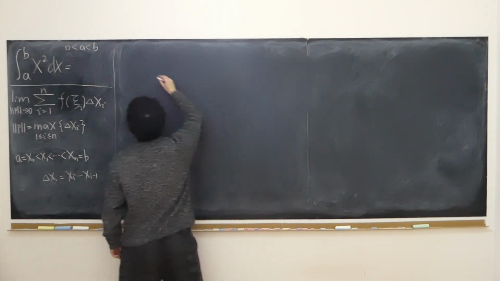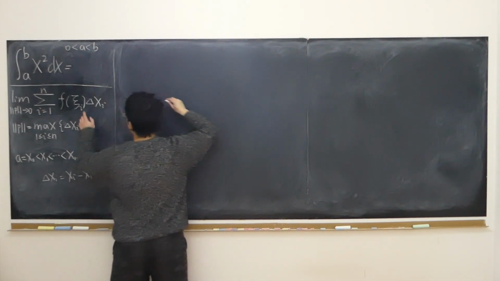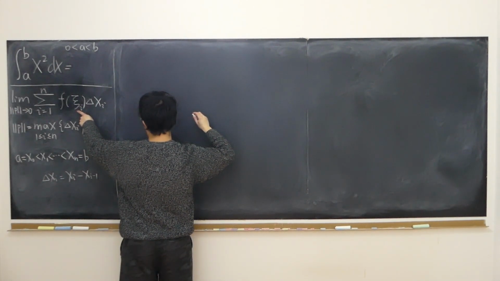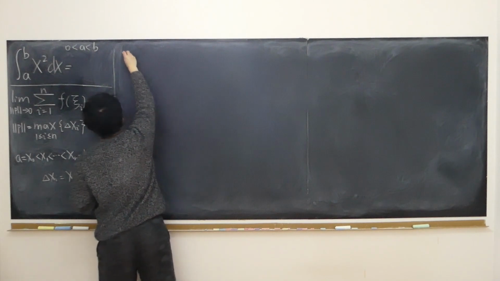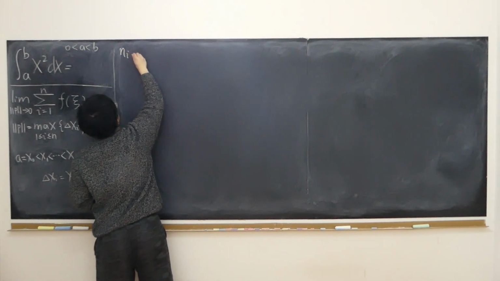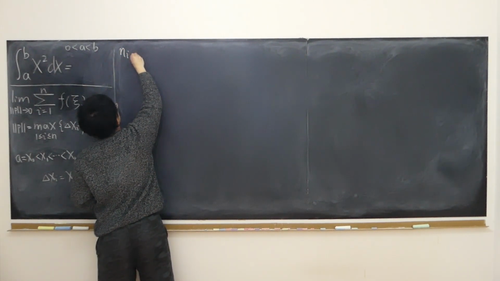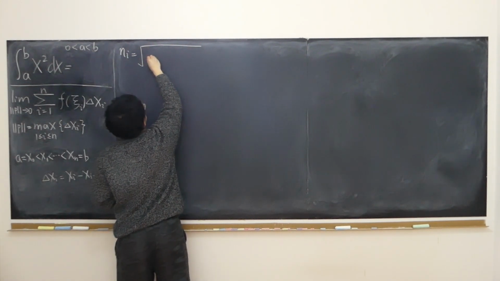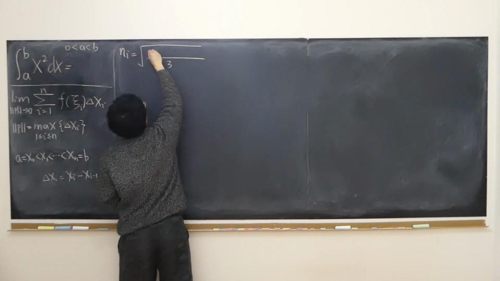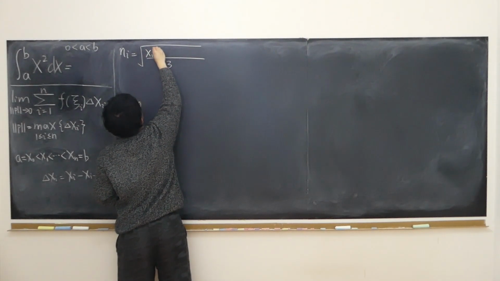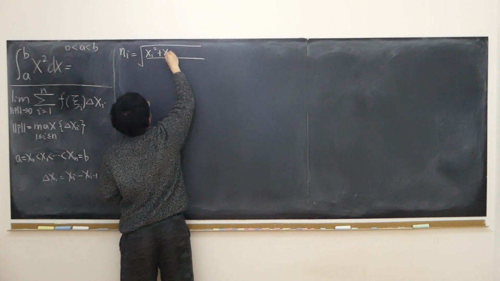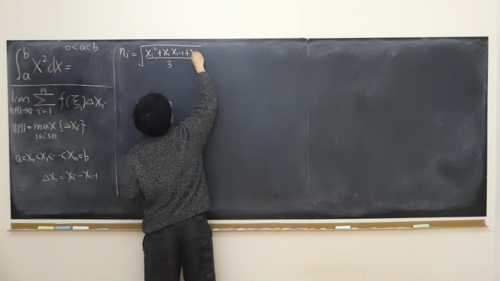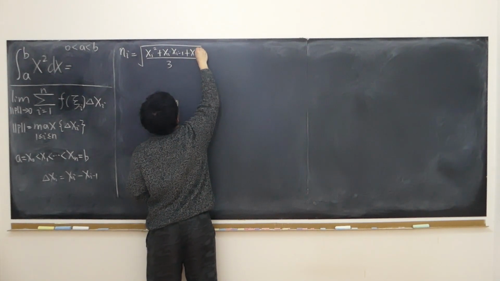First of all, the selection of c_i is random and arbitrary, however I can select the special point eta_i equals the square root of a third of x_i squared plus x_i times x_{i-1} plus x_{i-1} squared.